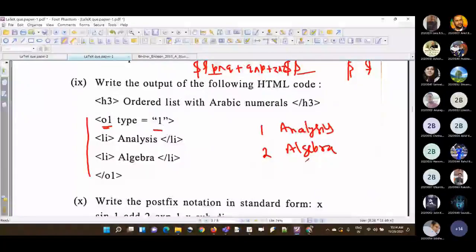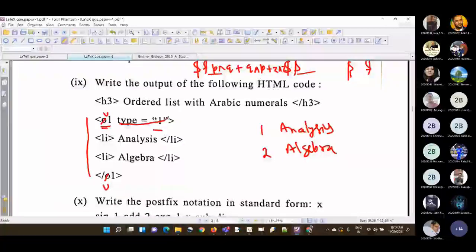Is it okay? So let us see. A line will come. Which line? The H3 paragraph. Yes, this will also come. This is clear, there is no need of explanation. So you have to write this line also here. You have to write here the ordered list with Arabic numerals, this line here, and then the output, this list, here below this.